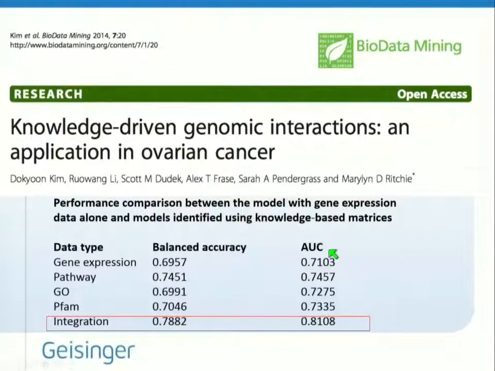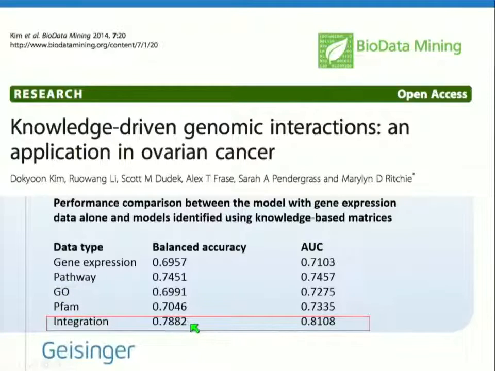So these are 2 different fitness metrics, balanced accuracy and area under the curve. Again, higher is better. So we did gene expression analysis alone, so the raw data, and that's what's shown in this row. And then we tried to map the data to pathways, and these were KEGG pathways, gene ontology groupings, protein families. And then we combined the 3. This did not include gene expression in raw form, it was just these other 3.